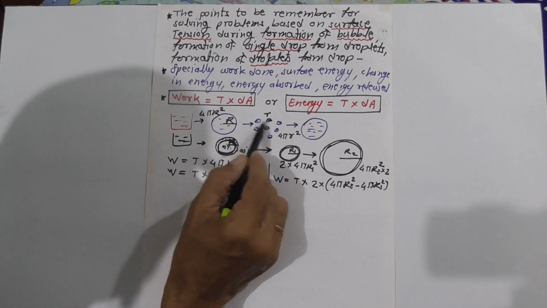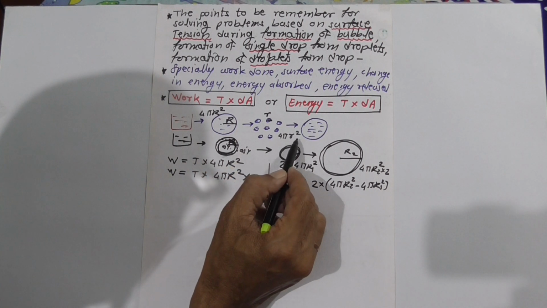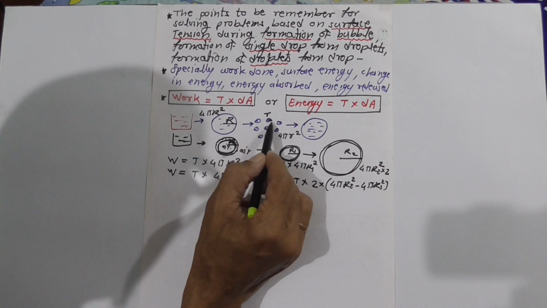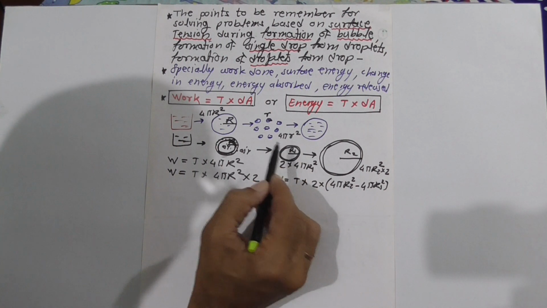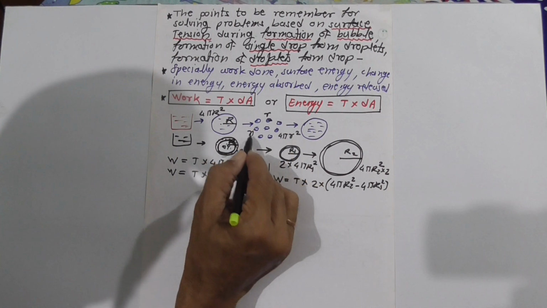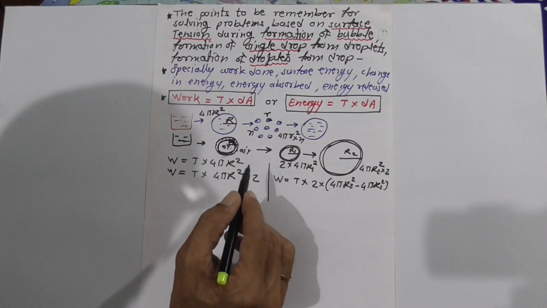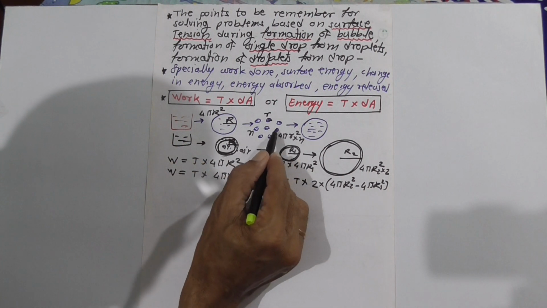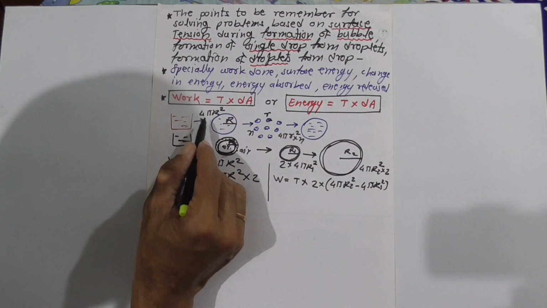If it consists of 8 droplets, the total surface area is 4 pi r square into 8. If it consists of only 2 droplets, then the total surface area of the 2 droplets is 4 pi r square into 2. But we don't know the exact number of droplets. If it consists of n droplets, then the total surface area of all these droplets is 4 pi r square into n. So whenever you are going to calculate the amount of work done, you have to think about the final surface area, 4 pi r square into n, minus the initial surface area, 4 pi r square.